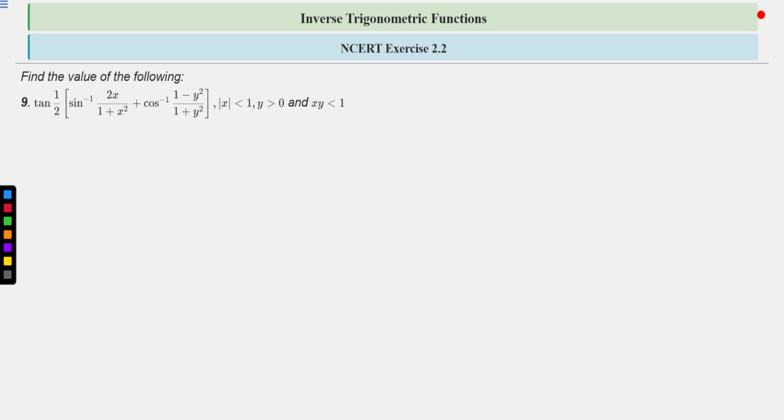The question is we basically have to find the value of the following given expression, which is tan of 1 by 2 sin inverse 2x upon 1 plus x square plus cos inverse 1 minus y square upon 1 plus y square, when mod x less than 1 and y greater than 0, right? And xy is basically less than 1. So the correct answer is basically x plus y upon 1 minus xy, right? Let us discuss the solution part.